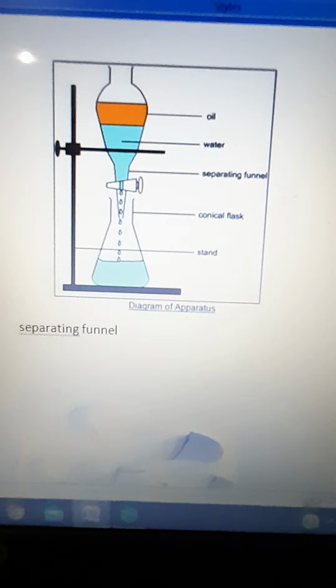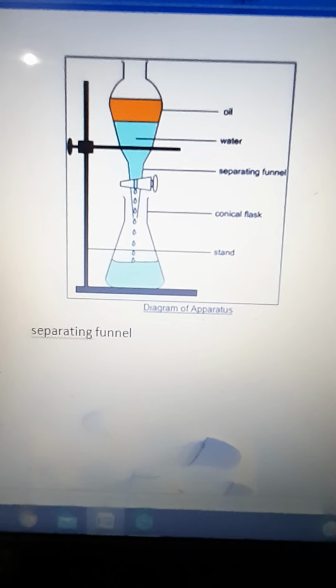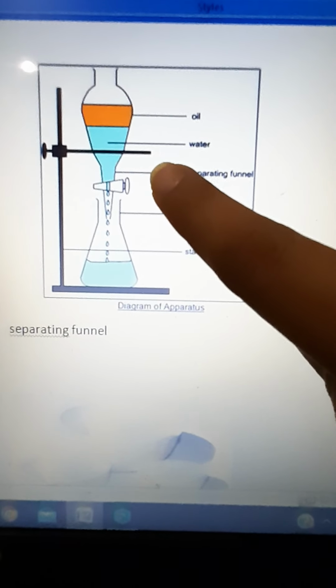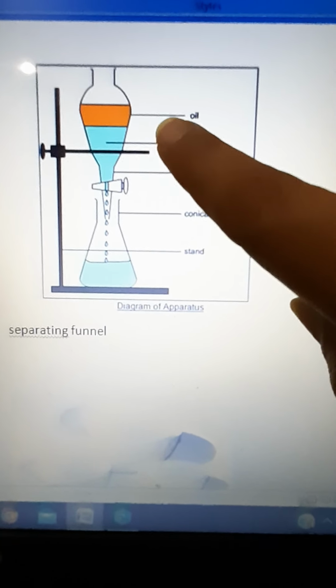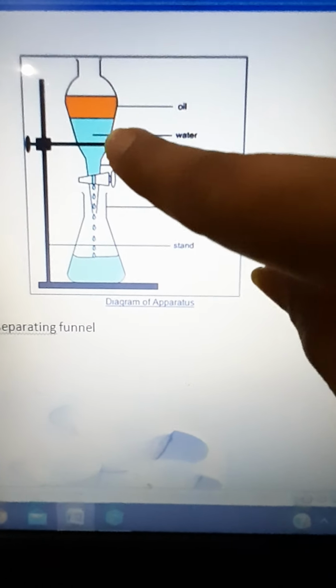The separating funnel, as the name suggests, is used to separate two liquids which are mixed and are of different densities, यानी कि उनका weight अलग है. Now here in the example we have taken oil and water. Now we know that oil is lighter than water, it floats on the water. So what we do to separate a mixture of oil and water, or any other liquids of different densities for that matter, is put the mixture in the separating funnel.